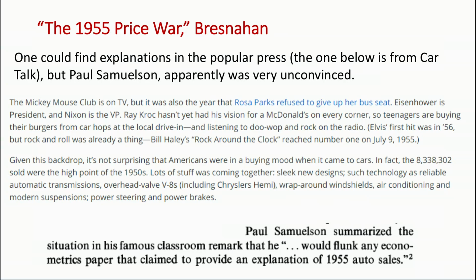Apparently, back in the 1950s, Paul Samuelson taught both in the micro sequence 121 through 124 and in the econometrics sequence 381, 382. I think the numbers were still the same 50 or 70 years ago as now. But apparently, this was pre-14192, but there was a required second-year econometrics paper. And Paul Samuelson, when teaching the second-year econometrics course, would say that he would flunk any paper that claimed to provide an explanation for 1955 auto sales, where by explanation he meant regressing auto sales on a bunch of right-hand side variables like the price of steel and whatever.